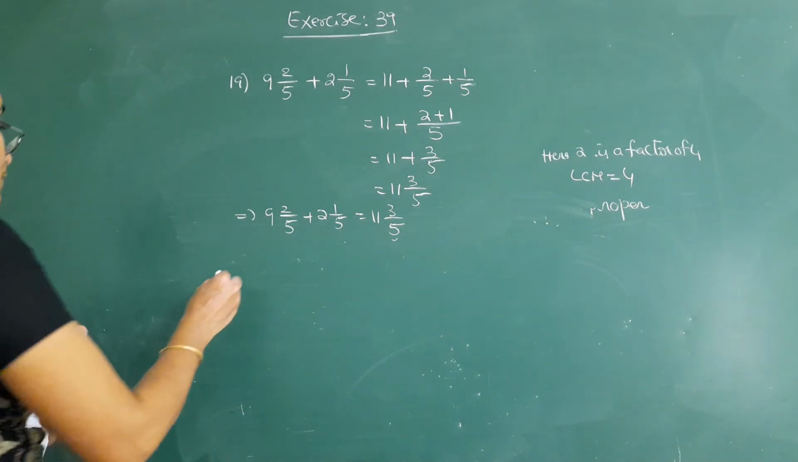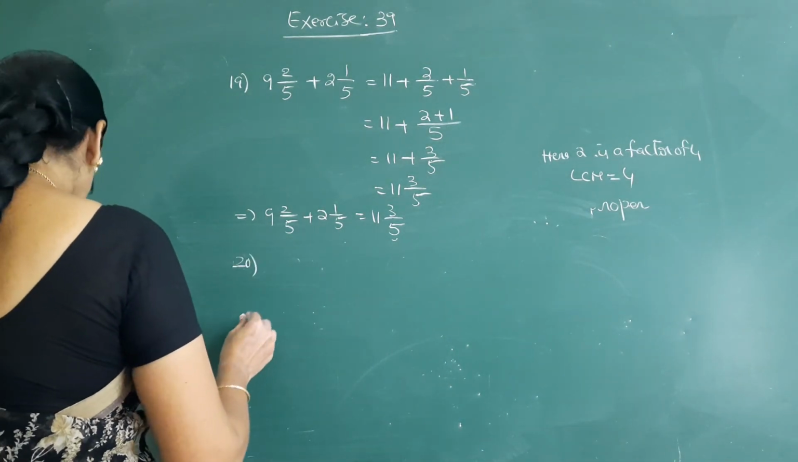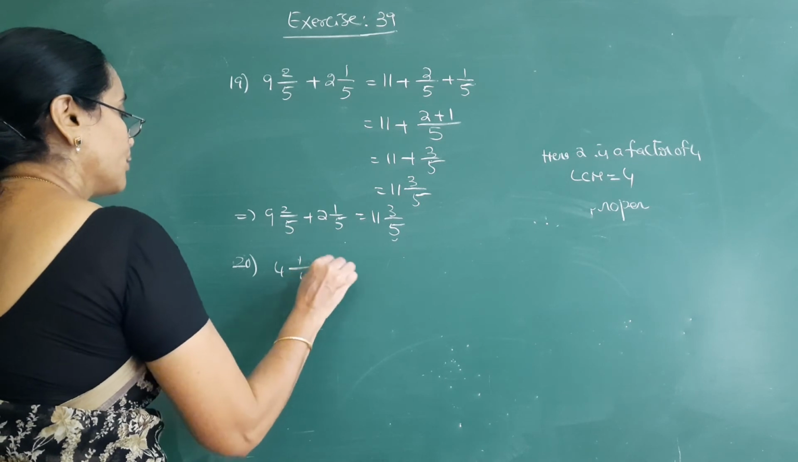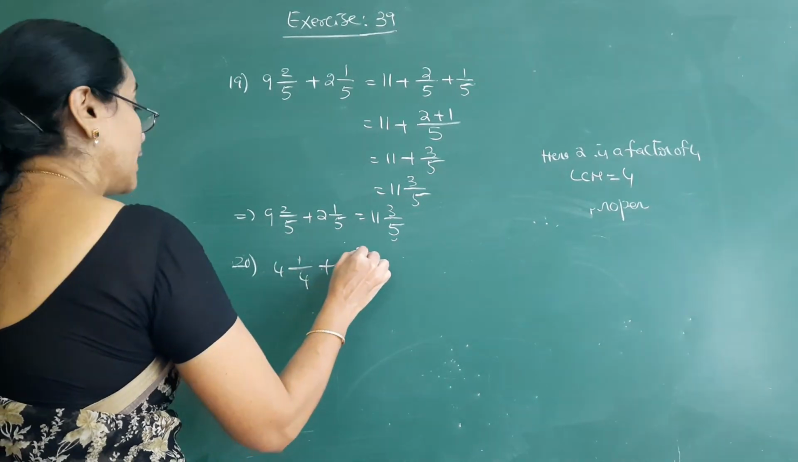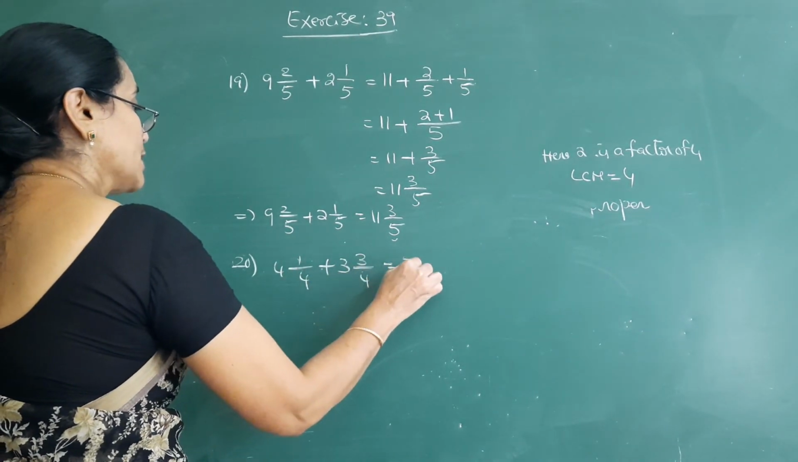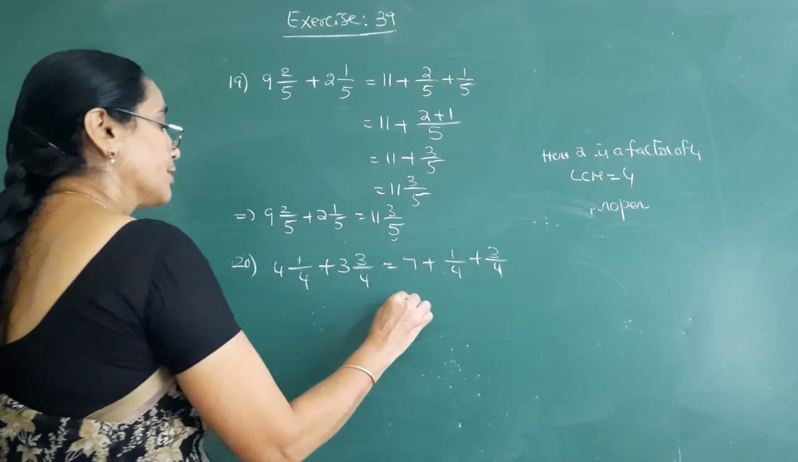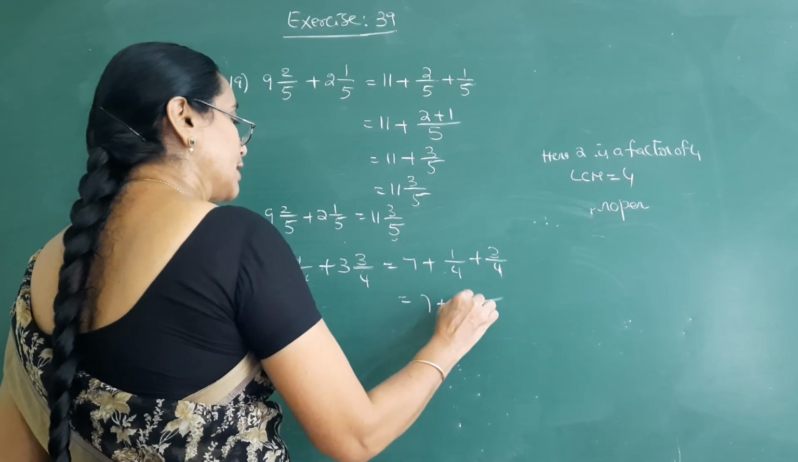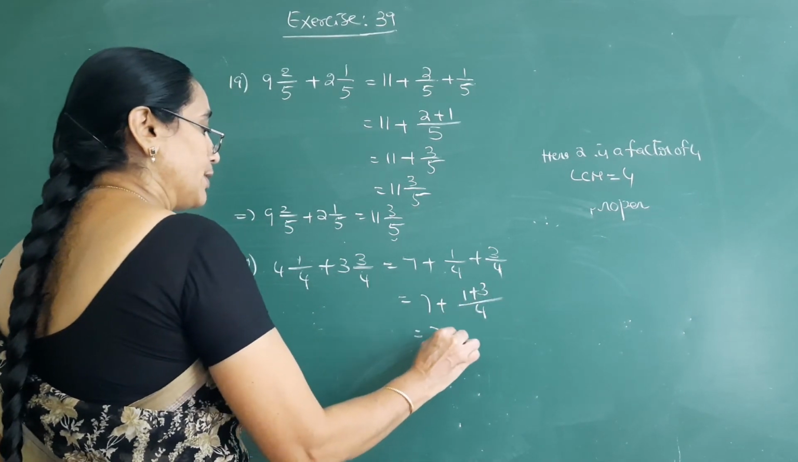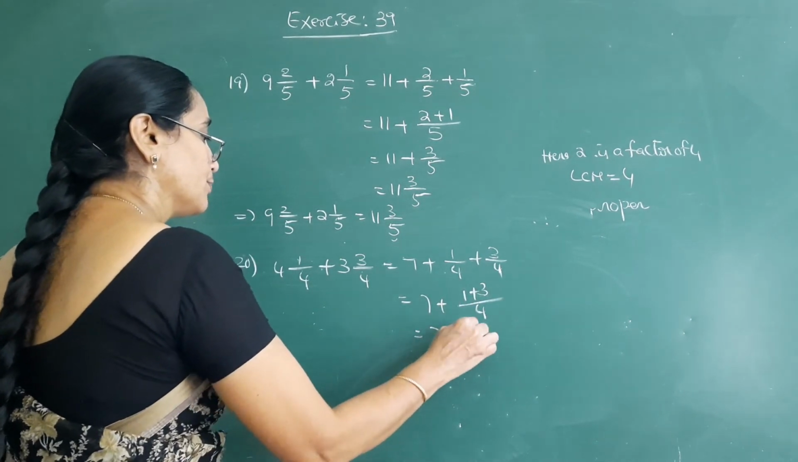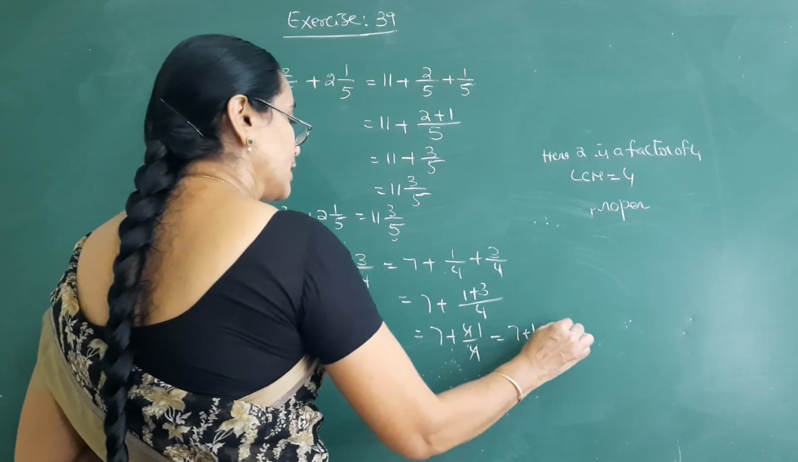See the 28th problem and last problem in this exercise. 4 1 by 4 plus 3 3 by 4. See, 4 plus 3, 7. 1 by 4 plus 3 by 4. 7 plus, LCM 4, 1 plus 3, 7 plus 4 by 4. 4 by 4 is 1. 7 plus 1, that is 8.